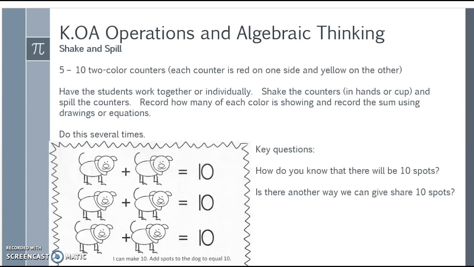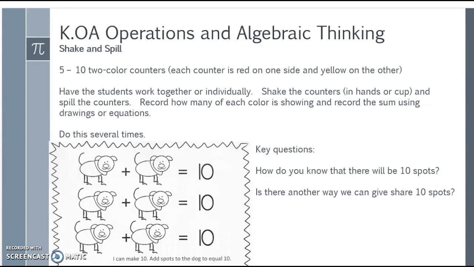Another great idea is called shake and spill, where we would have between 5 and 10 two-color counters. So on one side of the counter is red and the other side is yellow. So have students work together or individually. Shake the counters in their hands or cup, probably a cup would be better, and spill the counters on their table. You can then record how many there are of each color showing and write that as a sum.